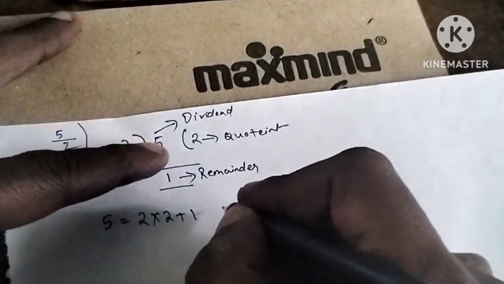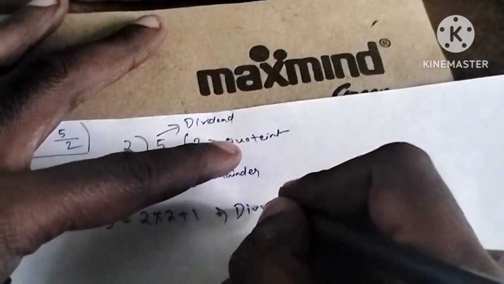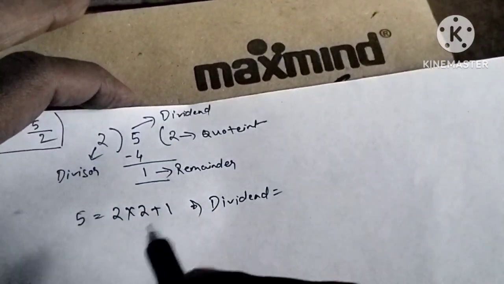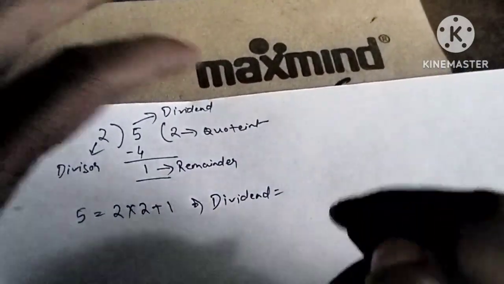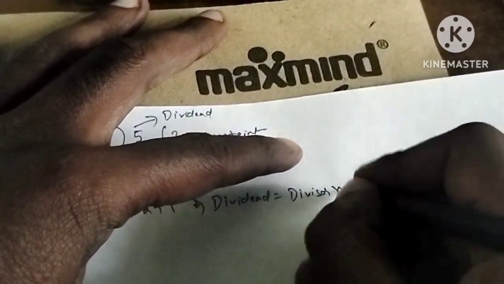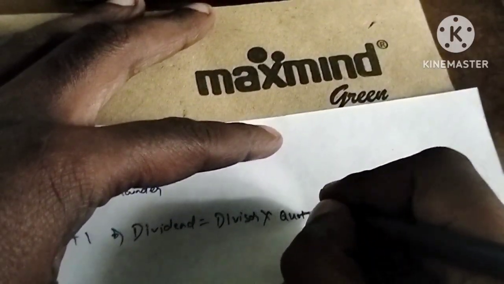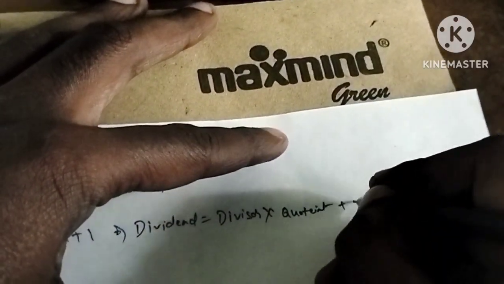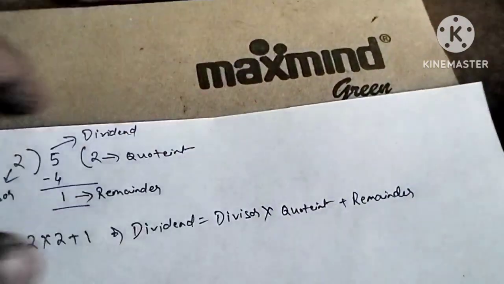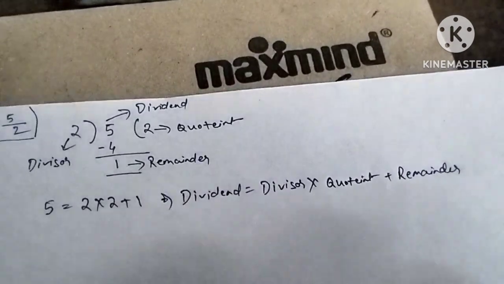That means dividend is equal to divisor into quotient plus remainder. We all know this, that dividend is equal to divisor into quotient plus remainder.